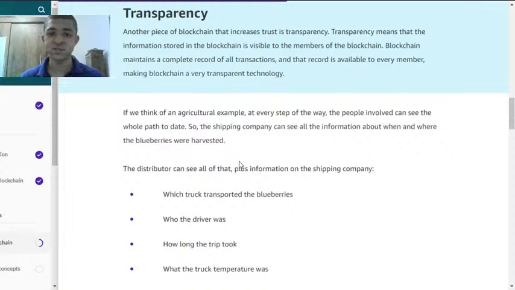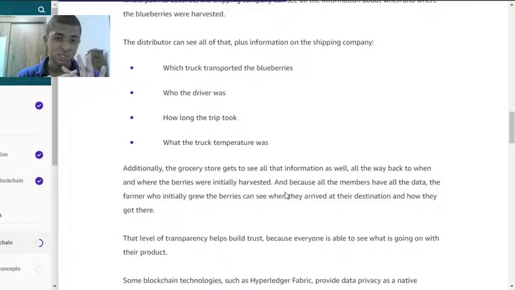So, the shipping company can see all the information about when and where the blueberries were harvested. The distributor can see all of that, plus information on the shipping company, which truck transported the berries, who the driver was, how long the trip took, what the truck temperature was. Additionally, the grocery store gets to see all that information as well, all the way back to when and where the berries were initially harvested.